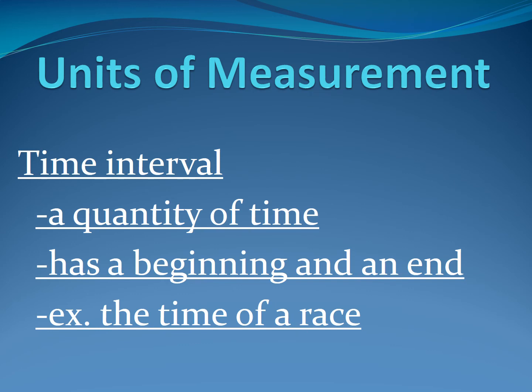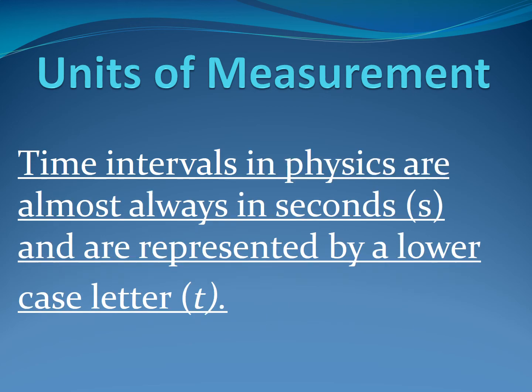So a time interval is a quantity of time, has a beginning and an end. For example, the time of a race. So time intervals in physics are almost always in seconds. And then we represent this by a lowercase t. So I could say this interval took 20 seconds, and I would write 20 and then an s.